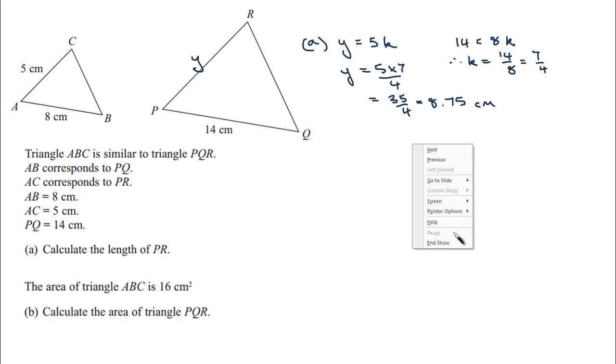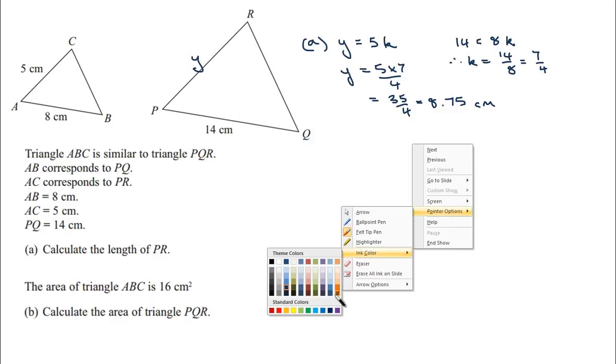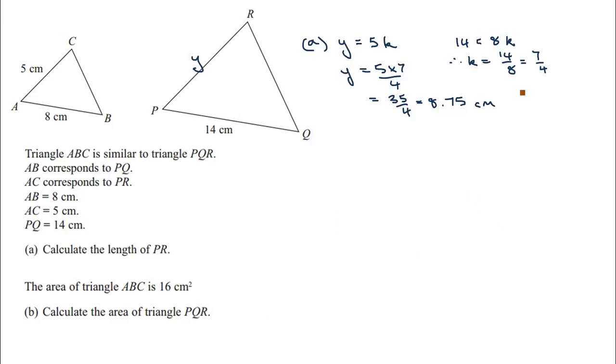Now that's how to do it by finding the constant of proportionality, but it's a good idea to check that we've got the right answer. And we can do that just by using mathematical reasoning. Let's do it over here. If we've got 5 to y, so the relationship of this to this, that must be the same as the relationship of this to this, because they're corresponding. So we've got 8 to 14.